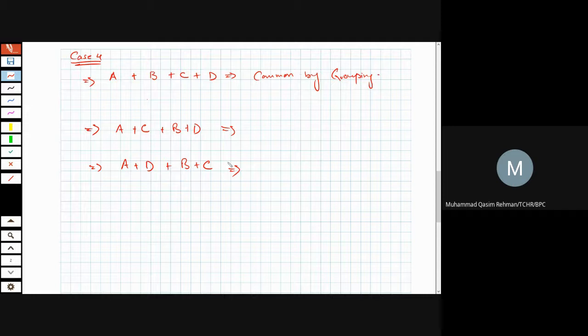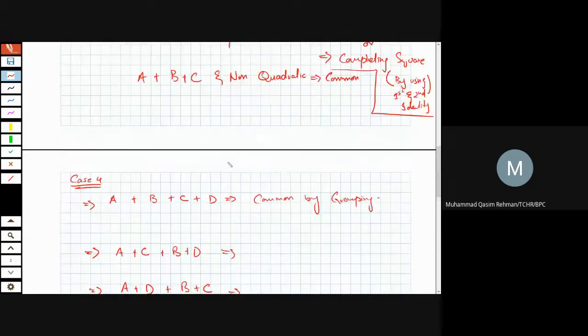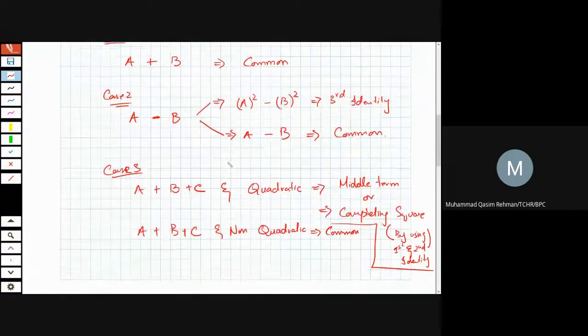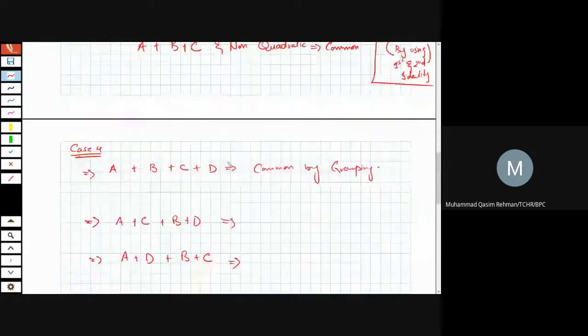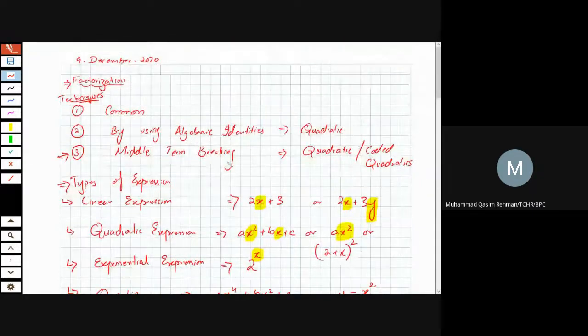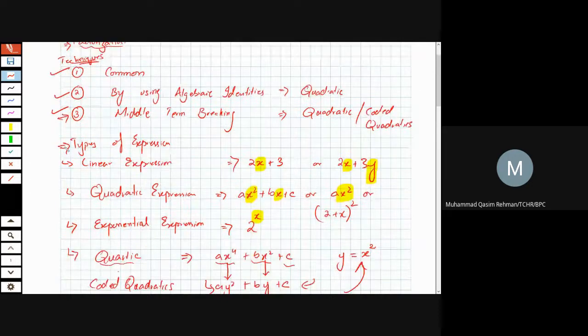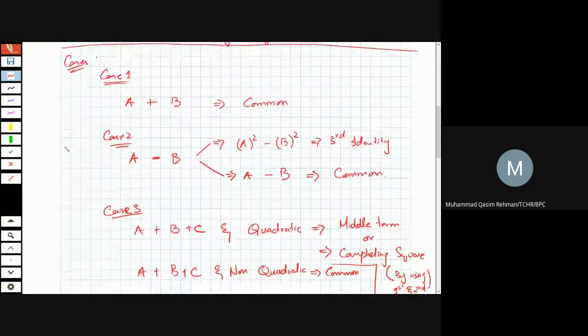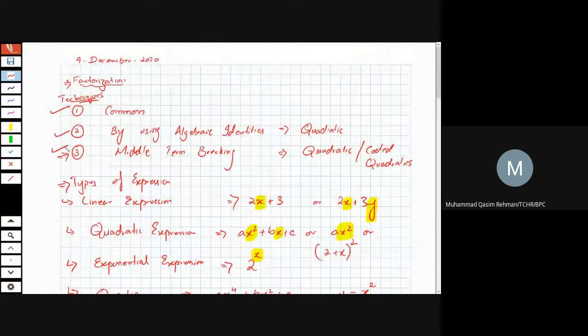Now I would like to take you through the techniques, that how do we actually apply the techniques. Now these are just, I told you what the techniques are over here. And the first one was common. Now let's just talk about how to take a common here. These were the cases that when to use which technique in order to factorize it, so that you have a clear picture about what kind of expression you are dealing with, how you are going to factorize it.